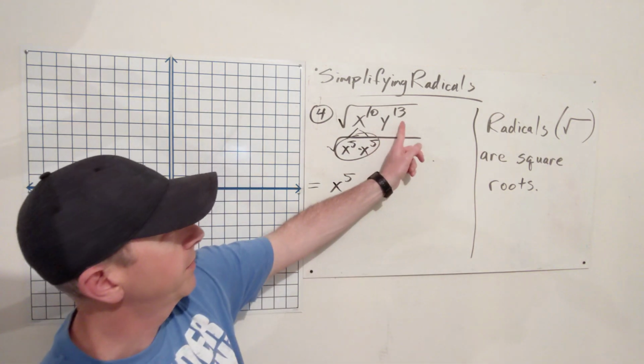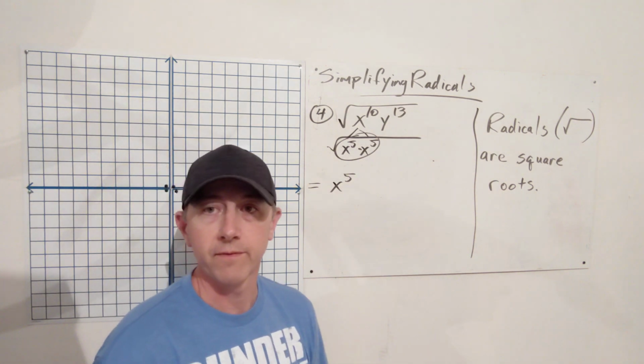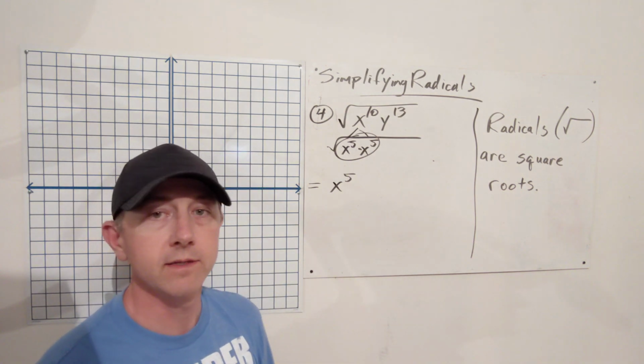But if it's an odd exponent like this one, we can't do that because we don't want to write y to the 6.5 power. We don't want any decimals for exponents.